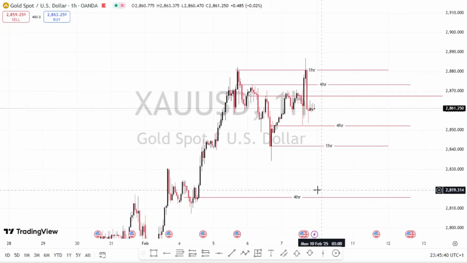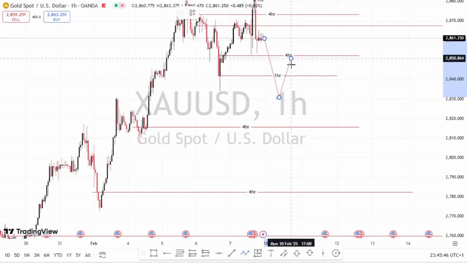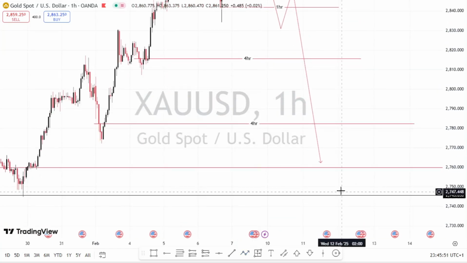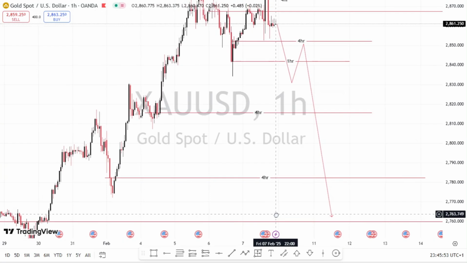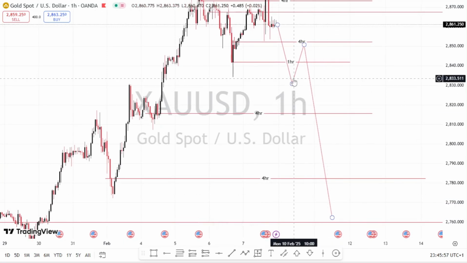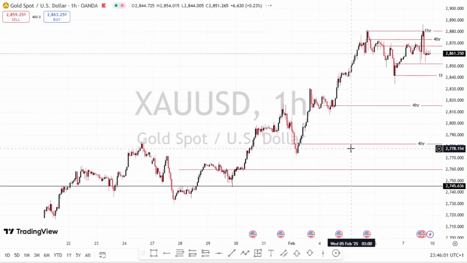So all that is left now is a break beneath here, a retest, and we can see the market crash all the way down. And I think this week is also CPI. This week is also CPI.